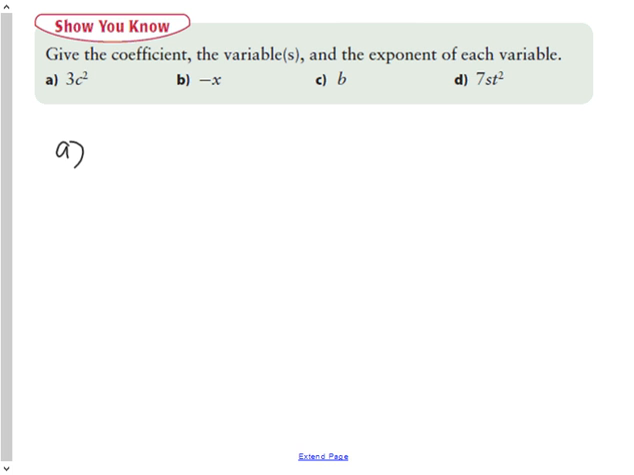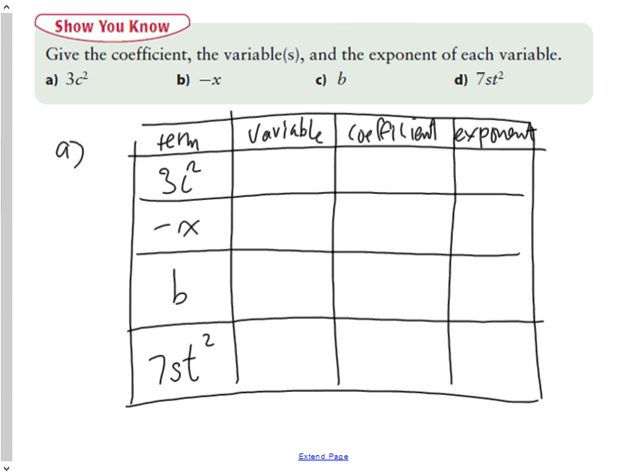Let's make a table here. So the first term, 3c squared, has a variable of c. It has a coefficient of 3. It has an exponent of 2. Your second term, negative x, has a variable of x, a coefficient of negative 1, even though it's not written, we know it's negative 1. Just like if I knew that x would have a positive 1 coefficient, even though I don't write it, a negative x has an unwritten coefficient of negative 1, and has an exponent, even though it's not written, of a positive 1.